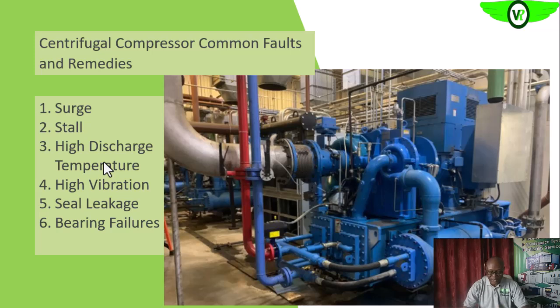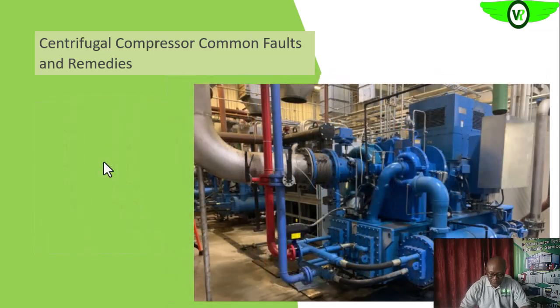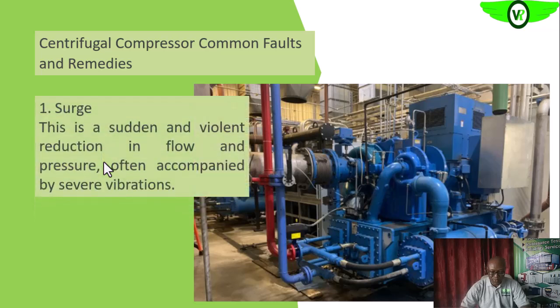So we are also going to look at bearing failures, what causes them, and how we can actually guard against bearing failure. Then erosion, especially of the impeller, okay, of the centrifugal compressor. So how it will affect the efficiency of the compressor. There are common remedies. We are also going to look at all of this. So we are going to look at the first, okay, which is surge.